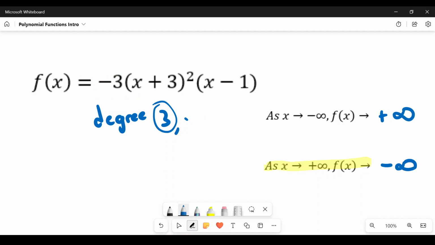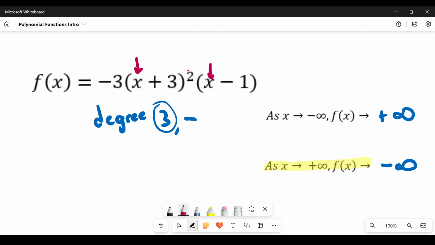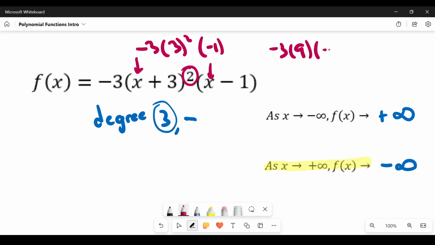The y-intercept, so to find the y-intercept, we're going to let x equal 0 and see what we get. So if I sub 0 in here, put a 0 here, put a 0 here. Don't forget about that, because what I have is negative 3 times 3 squared times negative 1. And don't forget BEDMAS, I have to do 3 squared first. So I have negative 3 times 9 times negative 1, which is 27. So there is a y-intercept at 27.